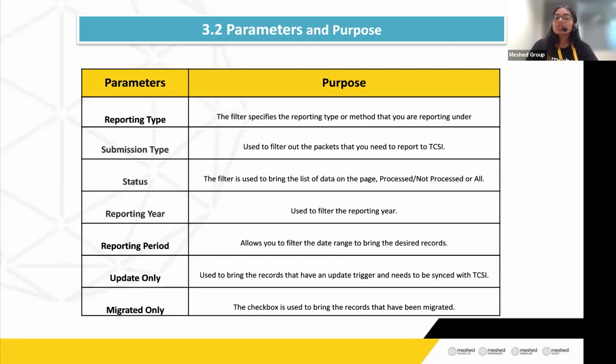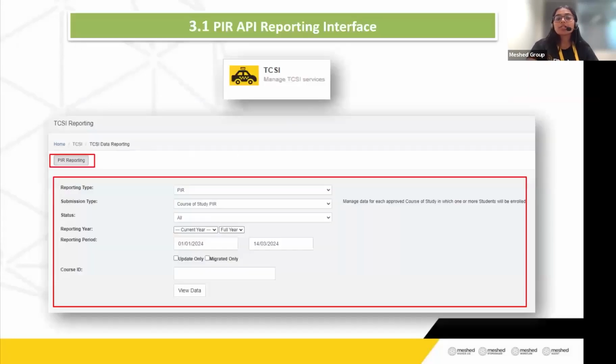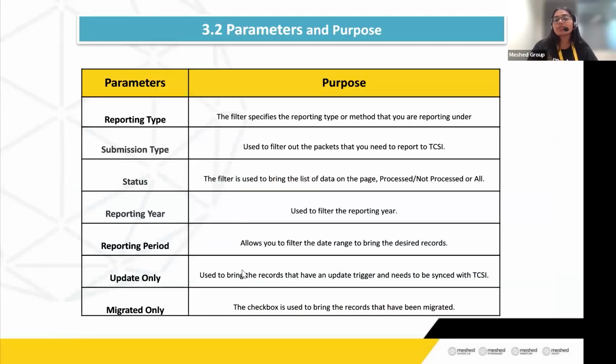There will be two checkboxes on this page. If I go back to this slide, you can see there are two checkboxes here, update only and migrated only. These two checkboxes were never present on the old interface. What they do is filter data further. The first checkbox, update only, is used to bring the records that have an update trigger and need to be synced to TCSI.